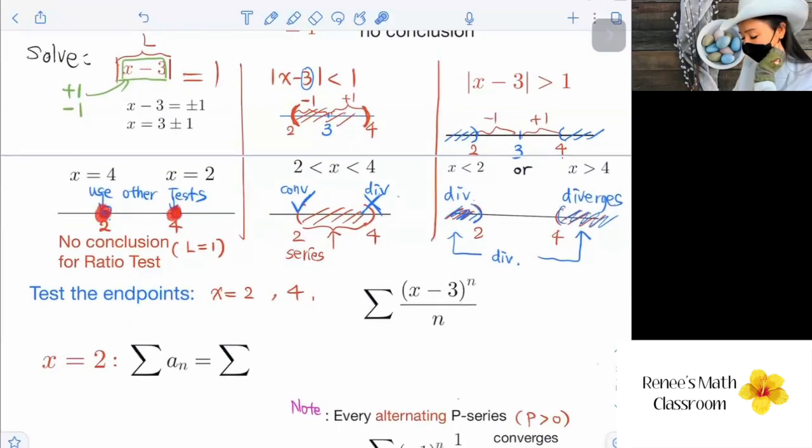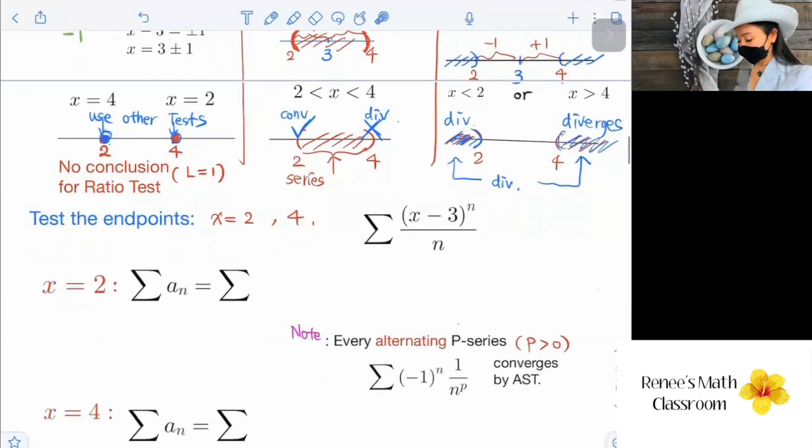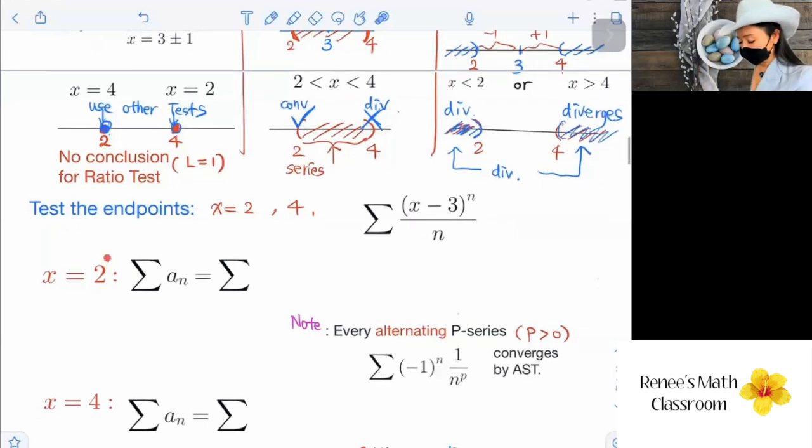Okay. All right. But we don't know the ends though, this 2 and 4. Now for the two ends, you need to test them. Remember, because there's no conclusion for the ratio test, we have to use other tests. So the way that you test it, you can just substitute x equal to 2 or 4 into that power series, and then see what happened. What happens if you substitute 2? If we put this 2 in here, what do you get?